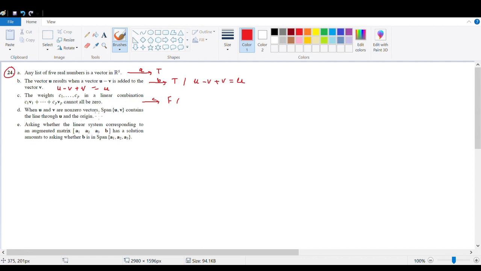So D, when U and V are non-zero vectors, so both of them are non-zero, span UV contains the line through U and the origin. We say this one also false because if they are not multiples of each other, the span is a plane. But if they are multiples of each other, that means the span is a line. So this is false. We said here span UV can be a plane.